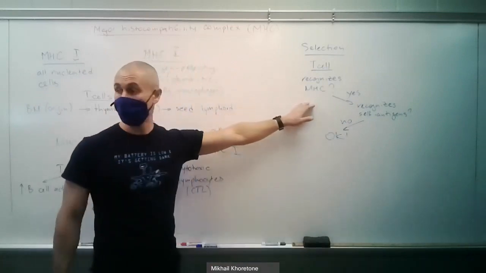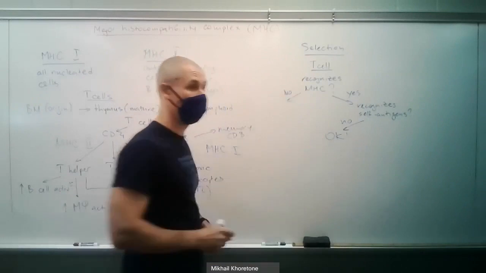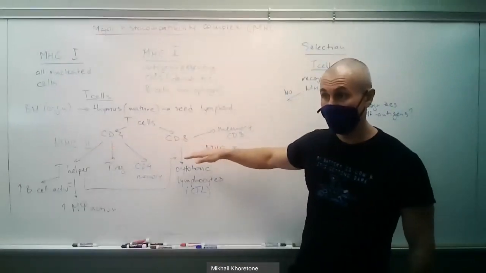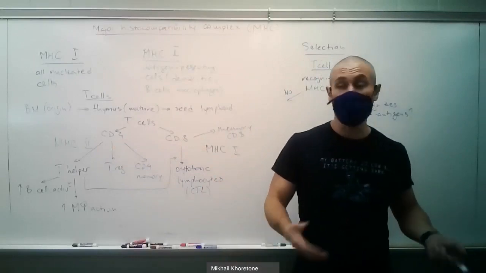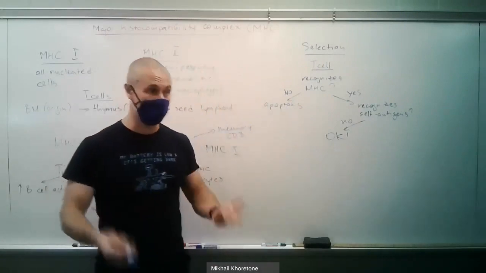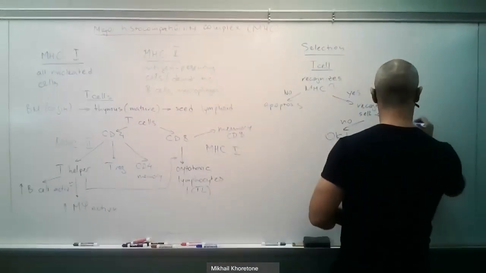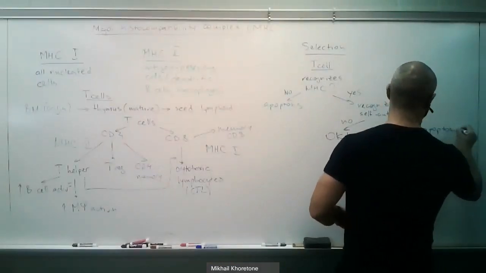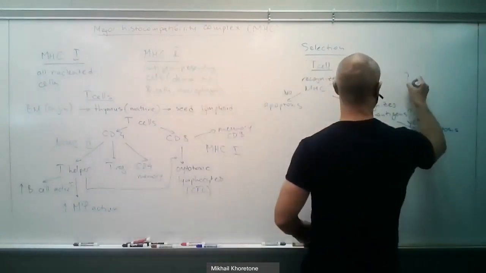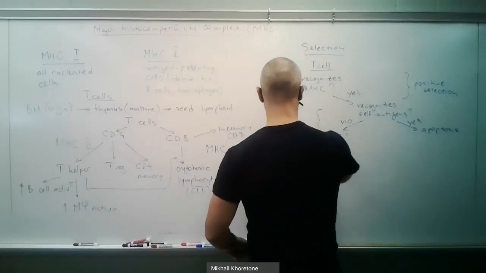So look, what if the answer to the first question, does it recognize MHC, is no? Do you need a T cell that cannot recognize MHC? Look at this object. Do you need it? It's useless. It's not going to get activated. Does that make sense? So what are you going to do with this? Apoptosis. Now, let's say you have a T cell that can recognize MHC, but it's going to attack your own tissues. Do you need that? Are we clear here? So this part right here is called positive selection, and this part right here is called negative selection.